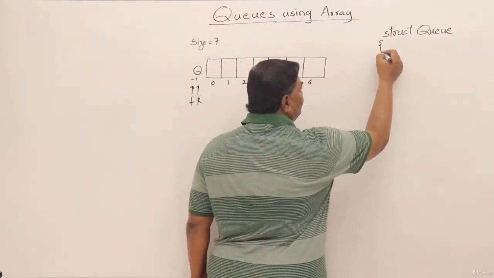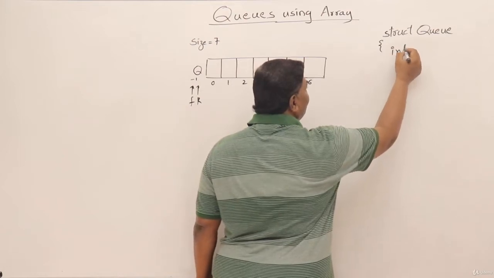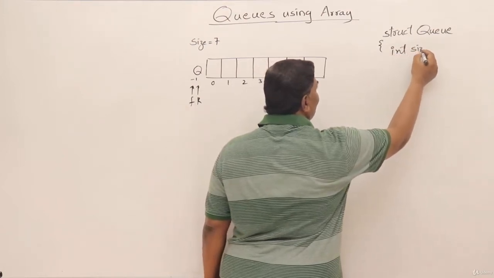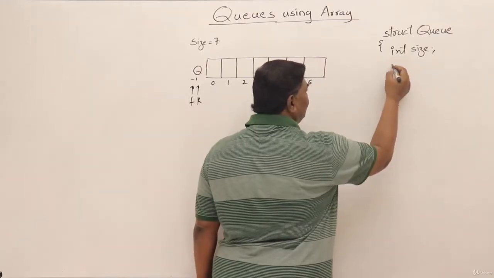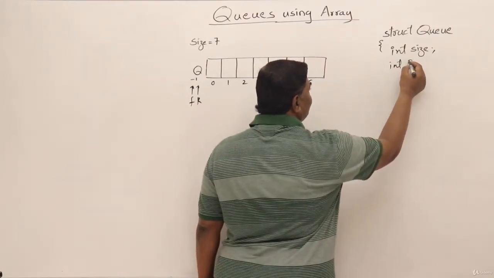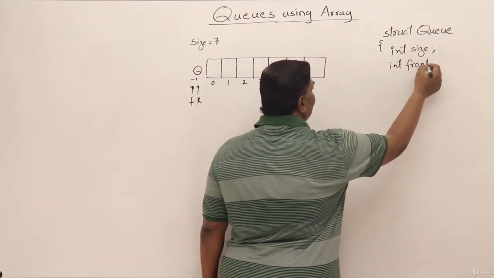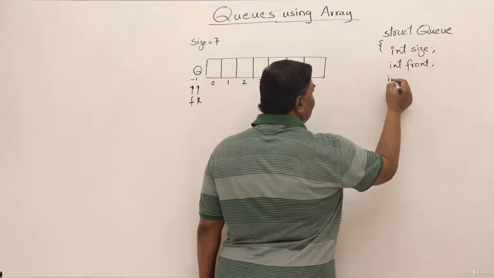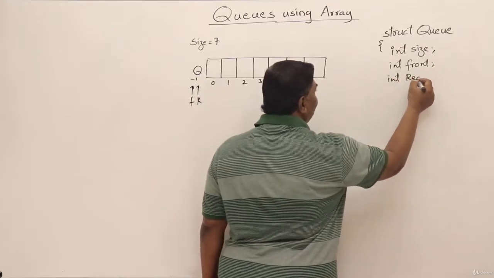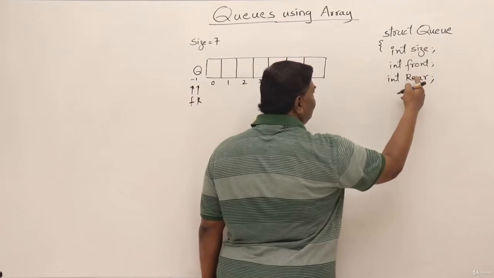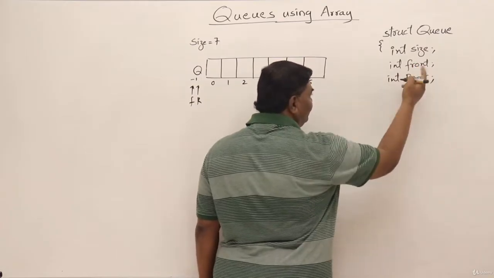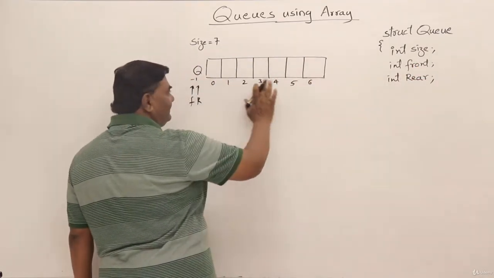Structure queue. So what members do I need? I need the size. What is the size of a queue? That is the size of the array. Then I need the front pointer to point at the first element and the rear pointer to point at the last element. Rear is used for insertion and front for deletion. Then I also need an array space.